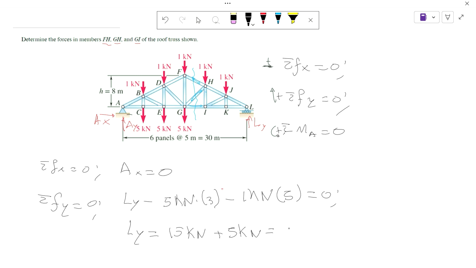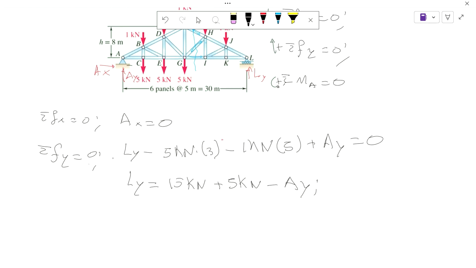Okay, but hold on, I'm missing something here. It's not that simple because I'm missing Ay. Ay plus Ly equals 0. There you go. So Ay is 15 plus 5 minus Ly. Okay, now we got the equation. Usually when you do summation of forces in y, you're going to have more than one unknown. That's why we have a third equation, which is summation of moments.